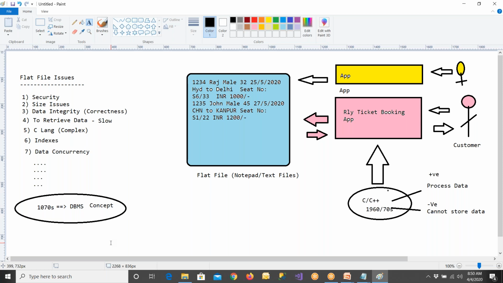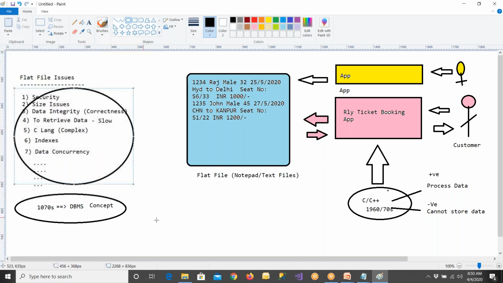So this is the concept that got created. This concept is going to be addressing all these problems. So these are the issues. Security is the issue, there is a solution in the RDBMS concept. Size is the issue, there is a solution in the DBMS concept. Data integrity is the issue. Nobody should tamper the data. Nobody should delete the data. Nobody should change the data. So that is the issue. There is a solution inside this.